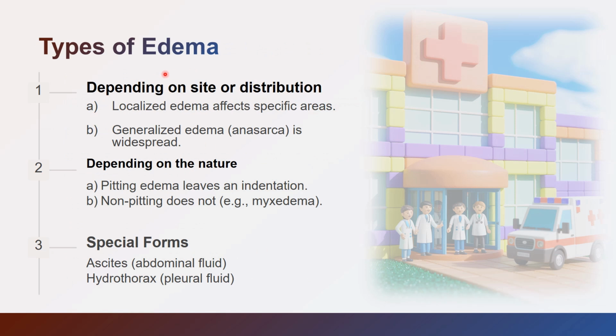Now come to different types of edema. Depending upon the site or distribution, it can be localized, that is occurring in specific areas, and it can be generalized, which is known as anasarca, which is a widespread edema.